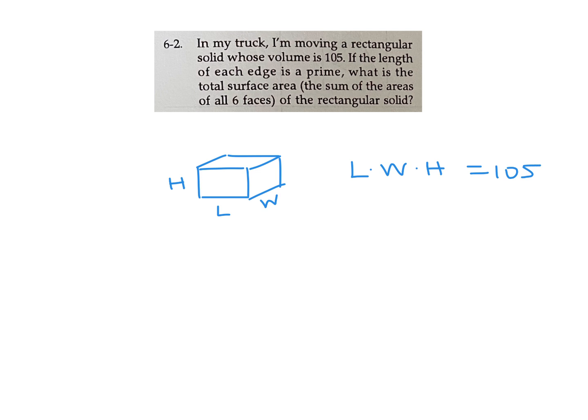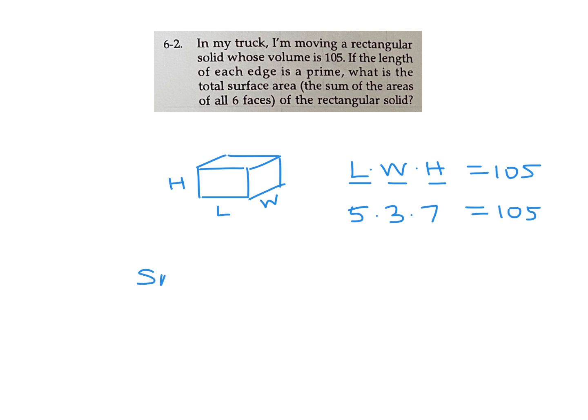Okay. And they're saying that all three of these are primes. So I'm pretty sure I could factor 105 into 3 primes. It'd be 5. And that would leave 21. And the 21 can be broken up into 3 and 7. So there we go. So that's the prime factorization. I guess this is obviously not drawn to scale, but the length, I've labeled it as 5, the width as 3, and the height is 7.